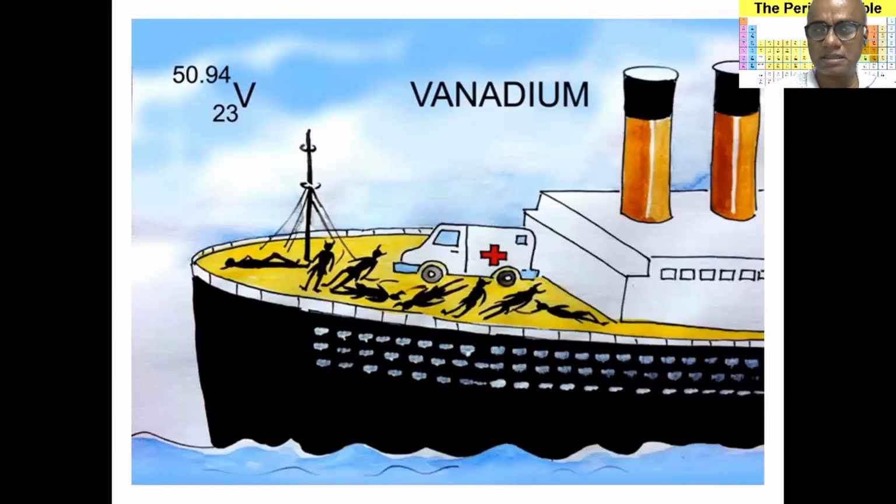The 23rd is called vanadium. To help the fighting Scandinavians or Vikings, one van is coming to aid the fighting people. So van, aid, or vanadium.